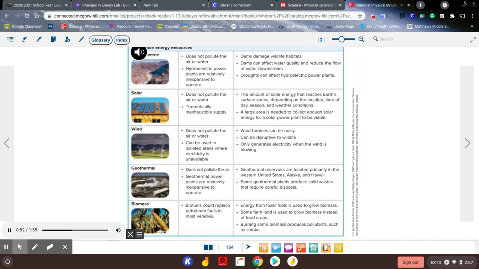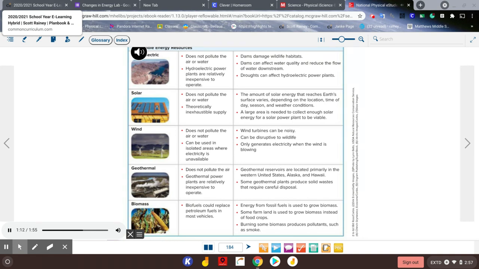Wind. Advantages: does not pollute the air or water. Can be used in isolated areas where electricity is unavailable. Disadvantages: wind turbines can be noisy. Can be disruptive to wildlife. Only generates electricity when the wind is blowing.